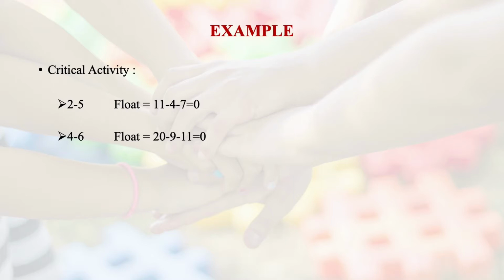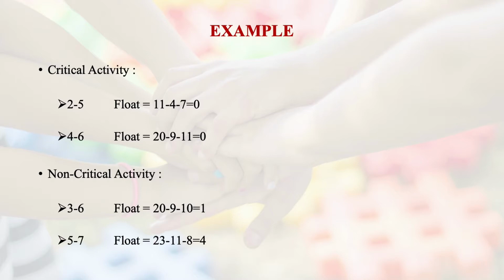The float is only for non-critical activities. For example, 3 to 6. Now 3 to 6, if we see, the float is computed as the latest completion time, which was 20, minus the earliest completion time, which is 9, minus 10. So this is how you will get this particular information: 20 minus 9 minus 10, so you get 1.